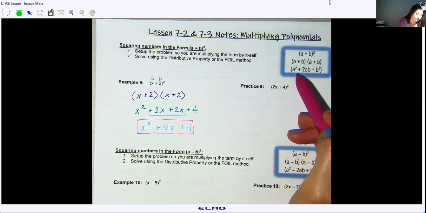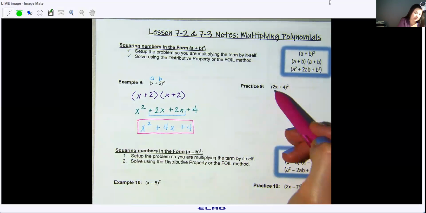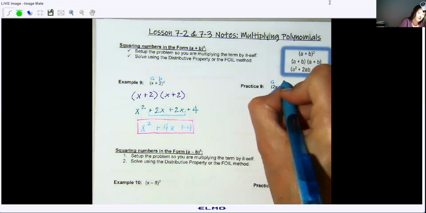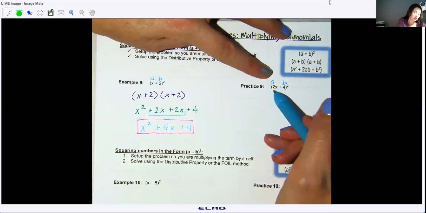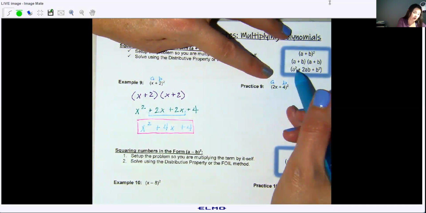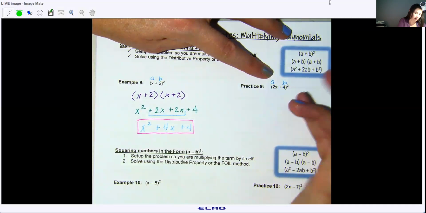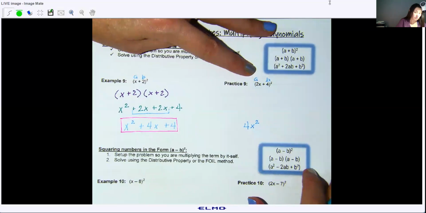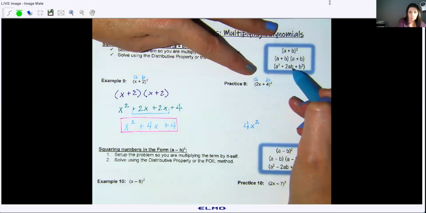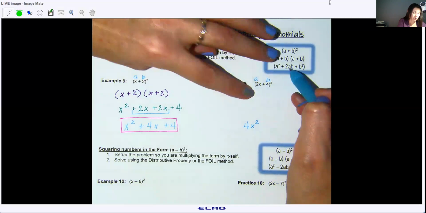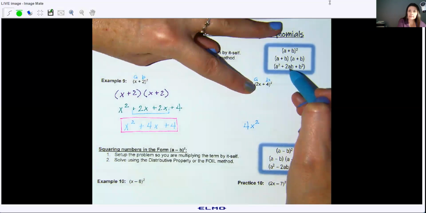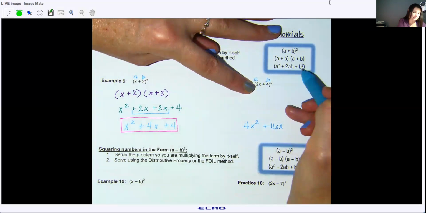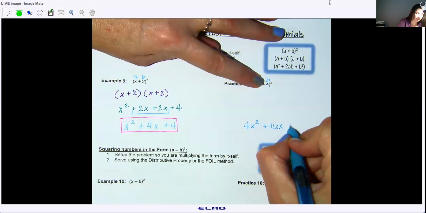This tells me that my first term is going to be whatever a is. So this is a, and this is b. Let's see if this ends up being right. We're going to take this term and square it, so you should have 4x squared. You're going to take your a, multiply it by your b, and then times that by 2. So 2x times 4 is 8x. 8x times 2 would be 16x. And then the b, you're going to square it to get 16.